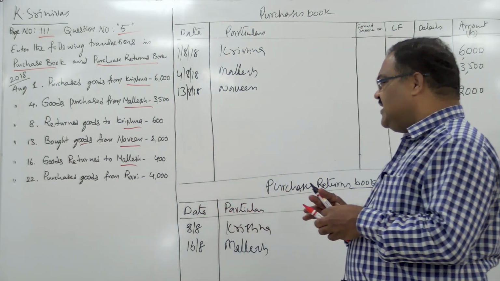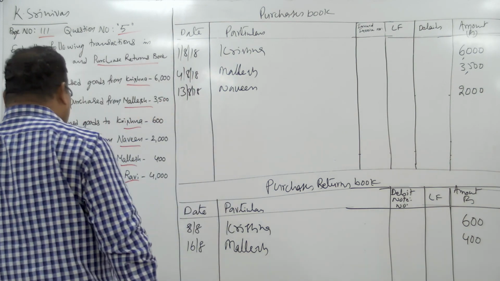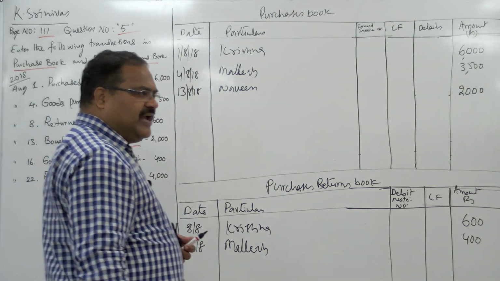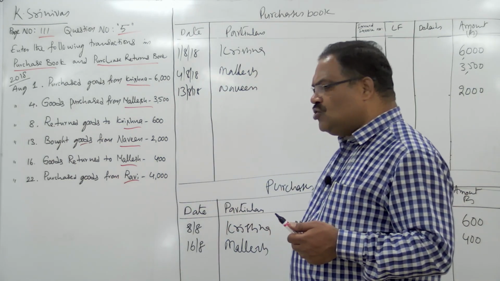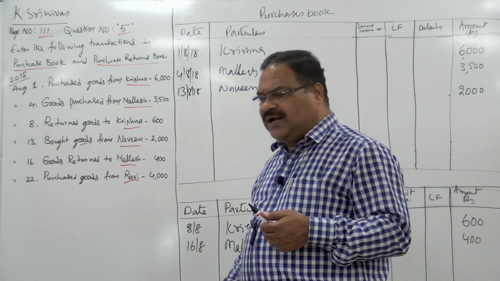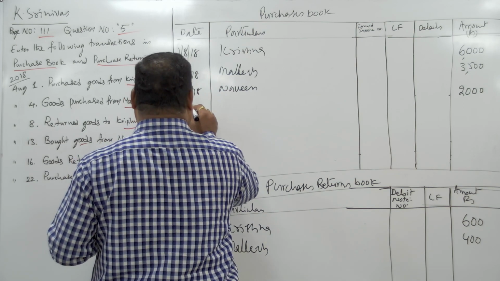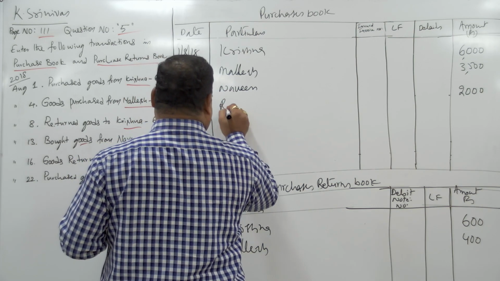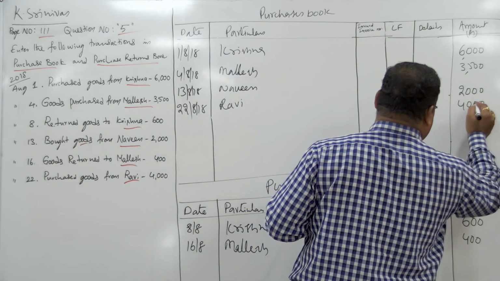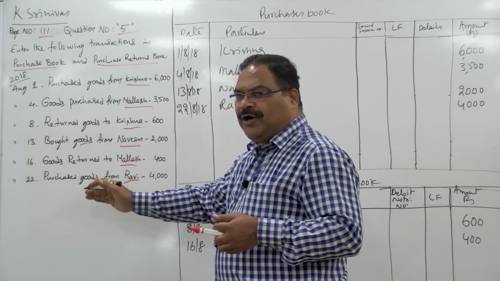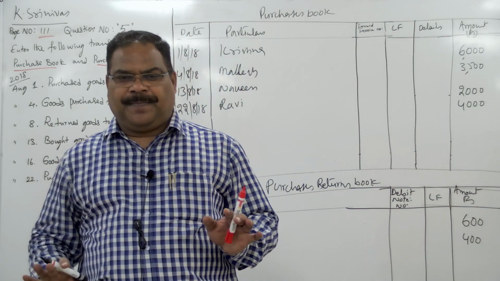And the last transaction, purchased goods from Ravi. We have purchased goods from Ravi. Again, same story here. Credit purchase of goods from Ravi should be taken into the purchase book. The date is 22nd August, Ravi, rupees 4,000. We have completed all the transactions. Now we have to take the totals, that's all.